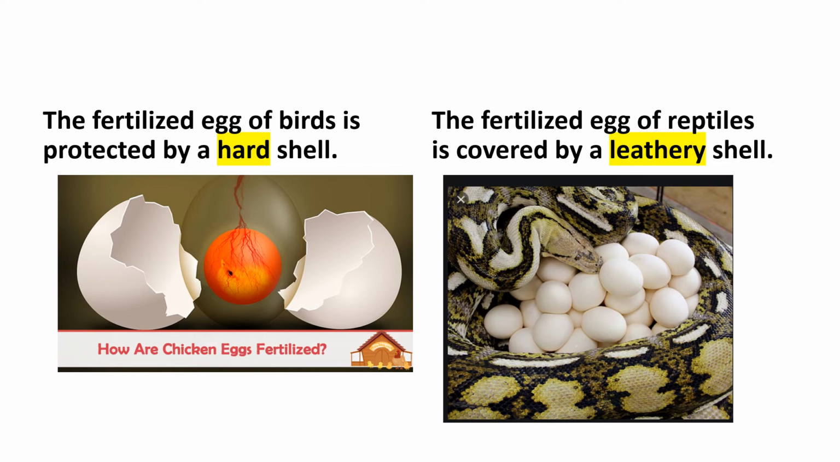Here you can see an example of a chicken's egg. The fertilized egg of birds is protected by a hard shell. So inside of the yolk there's the fertilized egg. It's going to grow and become a new animal, okay? And the egg yolk and the egg white are going to provide nutrition for the growing fertilized egg. Now, the fertilized egg of reptiles is covered by a leathery shell. Reptiles like snakes and turtles and crocodiles.